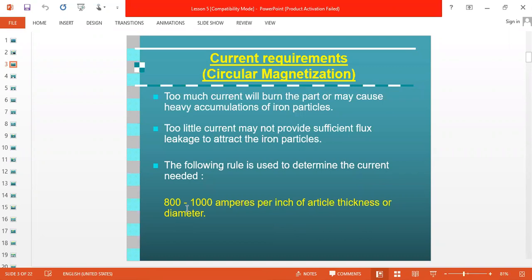If your job diameter is 2 inch, then minimum current is 1600 amps and maximum current is 2000 amps. These are the current calculation formulas for headshot, meaning circular magnetic field. There is a big difference if we are calculating current as per ASME Section 5.